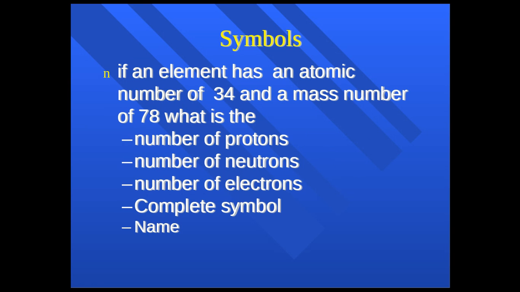If your atomic number is 34, what element are you? So you look on your periodic table, you go to element 34. It's Se. So that would be my symbol, Se. It is selenium with a mass of 78. 34 protons, 34 electrons, 78 minus 34 would be 44 neutrons. Okay, that's all it is.